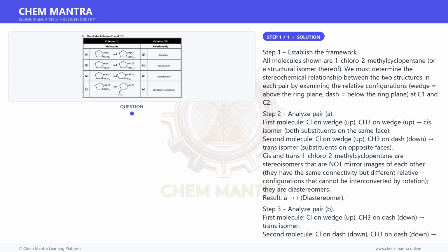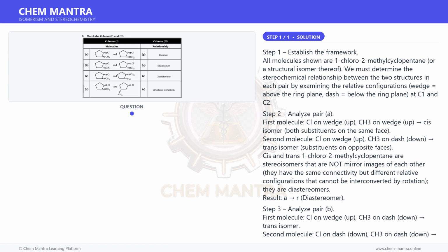Step 4. Analyze pair C. First molecule, Cl on wedge, up, CH3 on wedge, up, cis isomer. Second molecule, CH3 on dash, down, Cl on dash, down, both substituents below the ring, cis isomer.